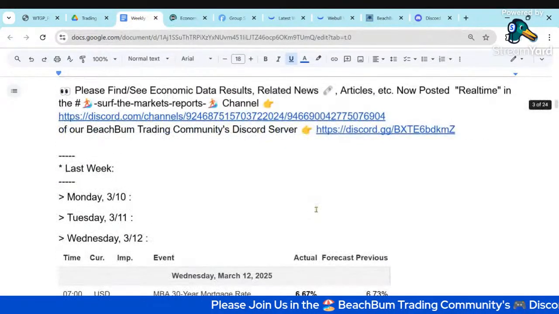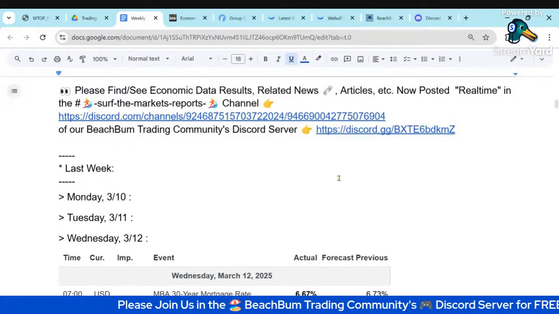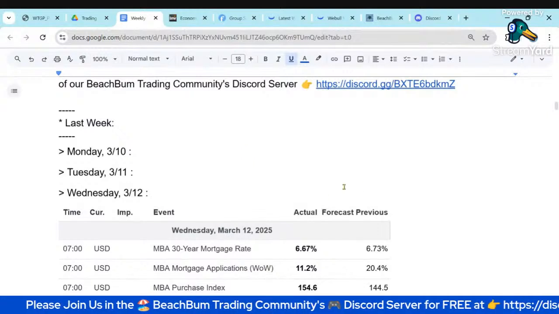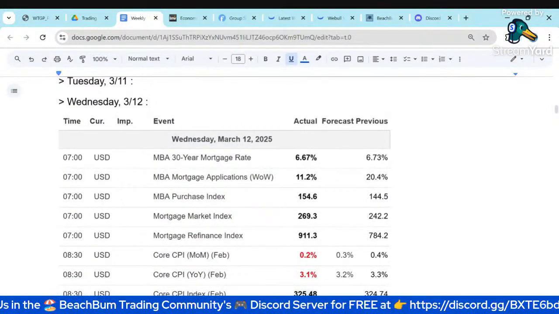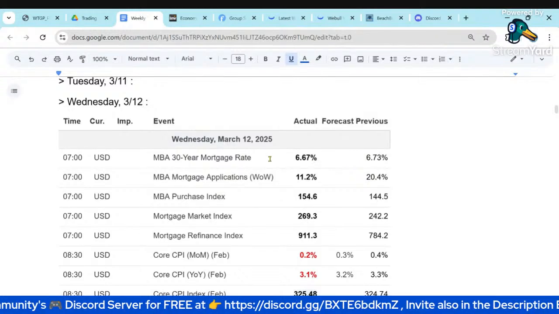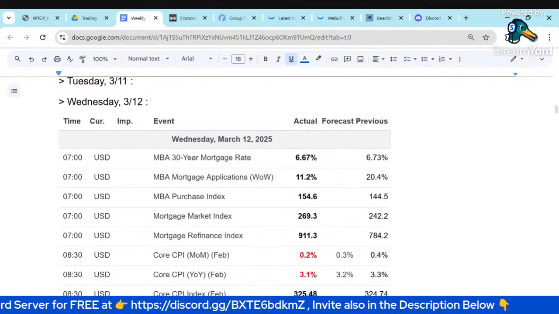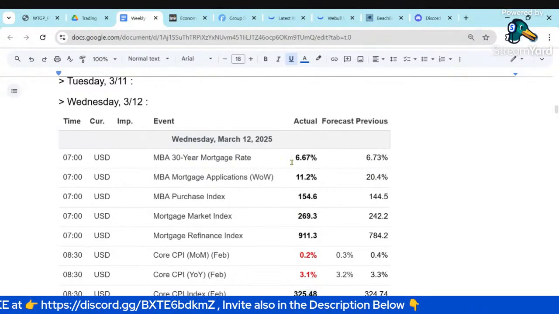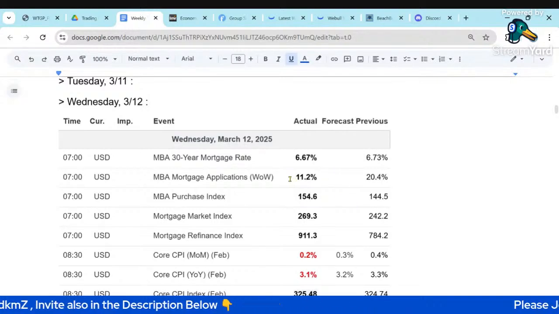So firstly, some highlights of the economic data from last week. Not a whole lot Monday, Tuesday. Wednesday, we got mortgage rates. So 10-year bond yield continues to drop. So mortgage rates continue to drop. Positive for the housing sector. Applications, though, were positive, but down from previous.